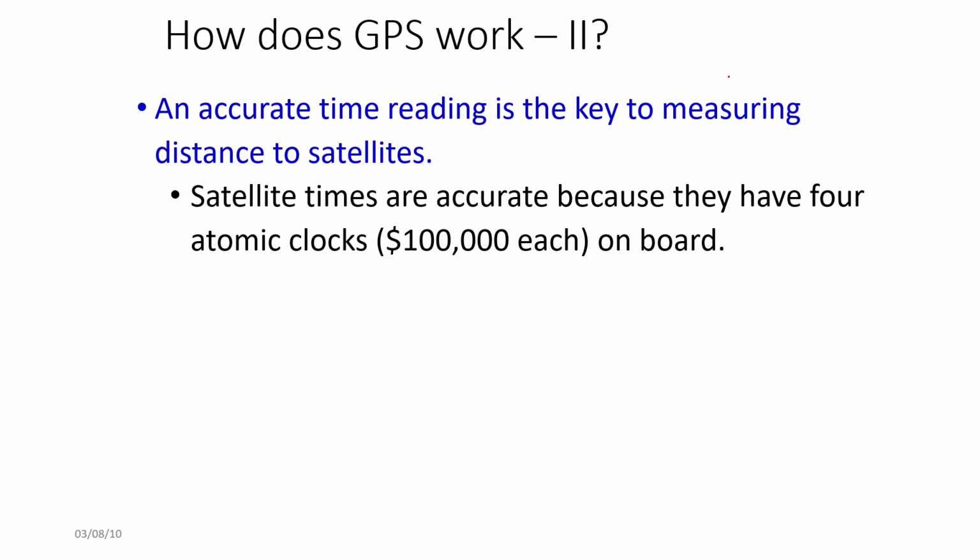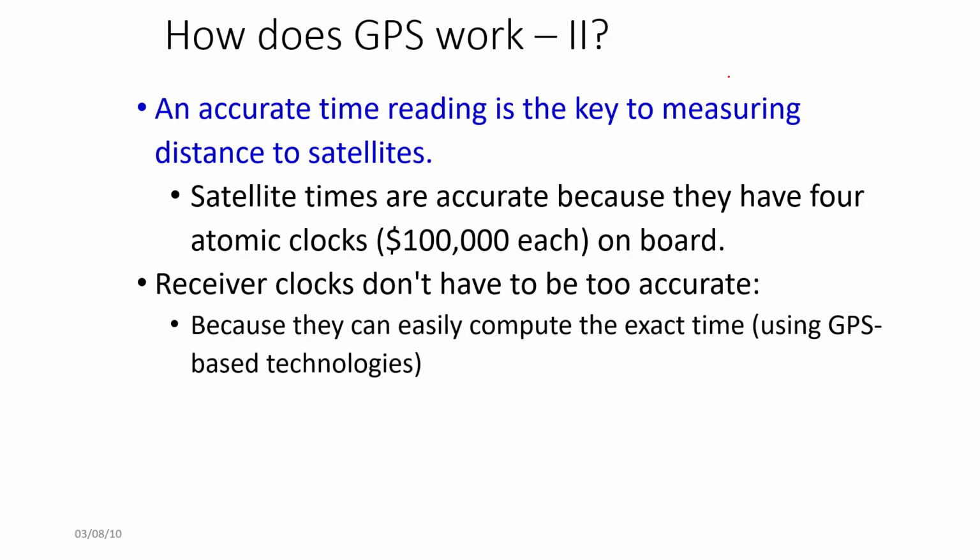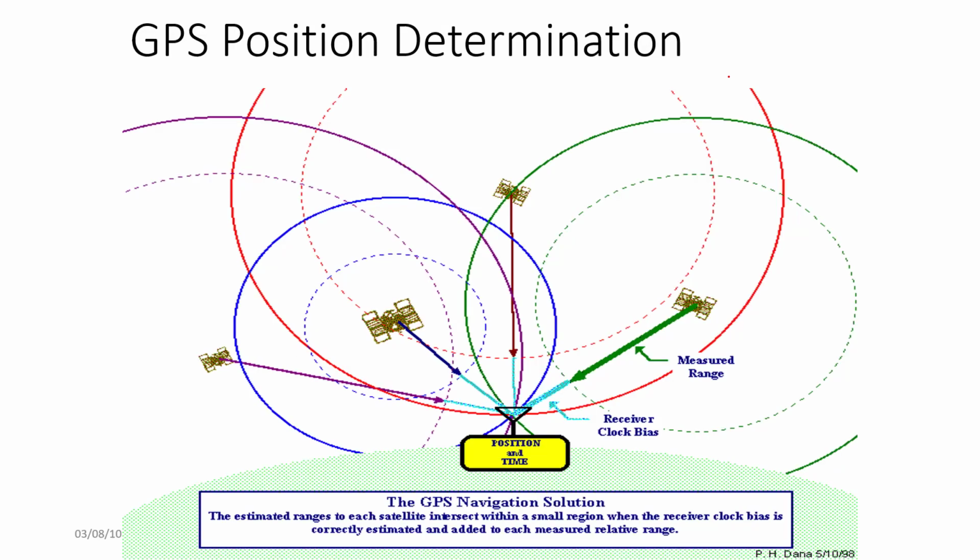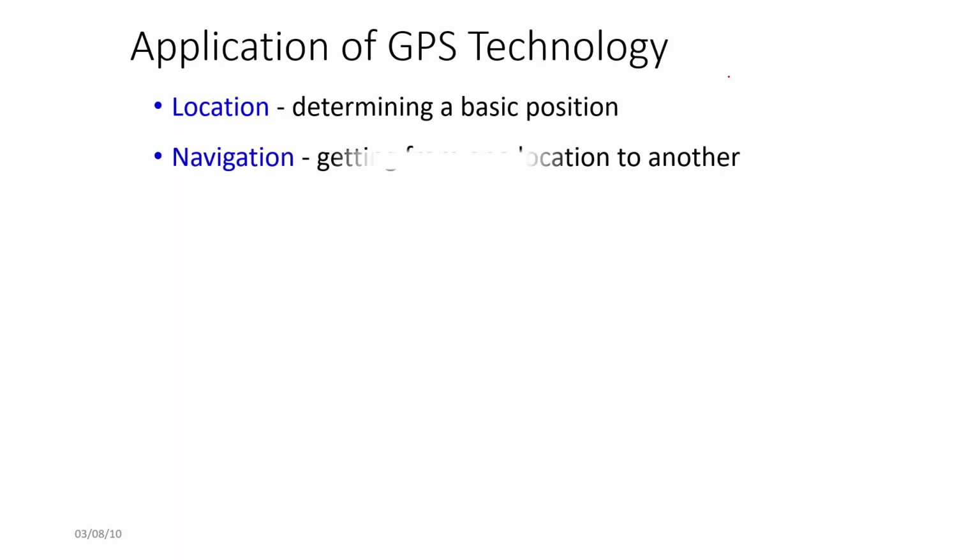So the satellites themselves are quite expensive. They have $100,000 plus atomic clocks, extremely expensive atomic clocks on board. And the receiver clocks don't have to be too accurate because in our system of equations you are computing the clock skew anyway, so they don't have to be super accurate.